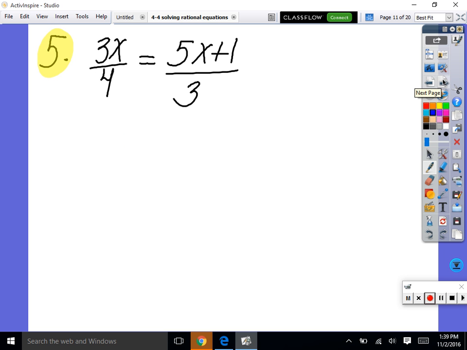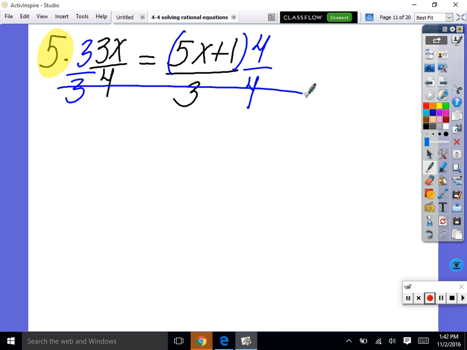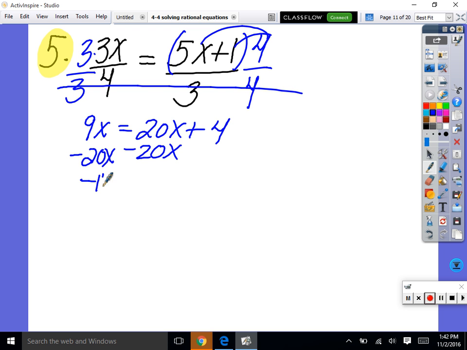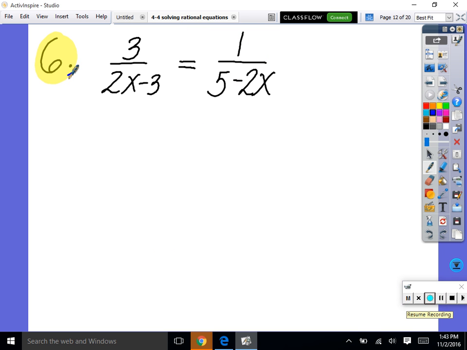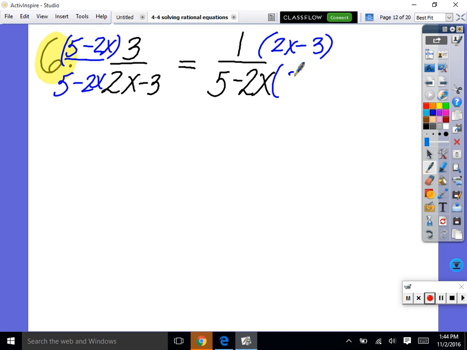Okay, do number 5. Perfect. If you've already got this, keep moving on, ignore me. But I know there's people out there that need to see it. So if you've got it, keep moving on. So we multiply by 3 over 3, this 4 over 4. We've got to put parentheses around that because there's 2 terms. Now the bottoms are both the same, so we can ignore that. So we have 9x is equal to, we've got to distribute that, so that's 20x plus 4. Then it's just solving for x. Subtract 20x from both sides. Negative 11x equals 4. Solving for x, divide by negative 11. So that would be our answer. Okay. Yep. Go for 6.